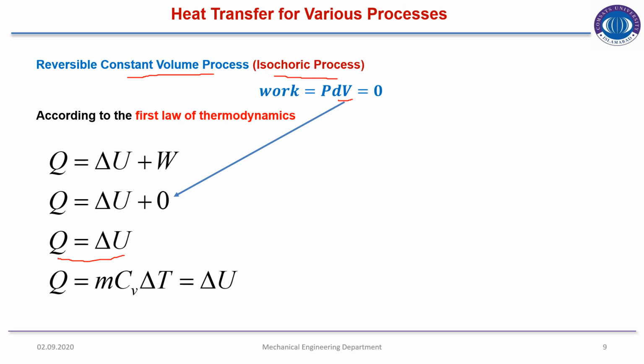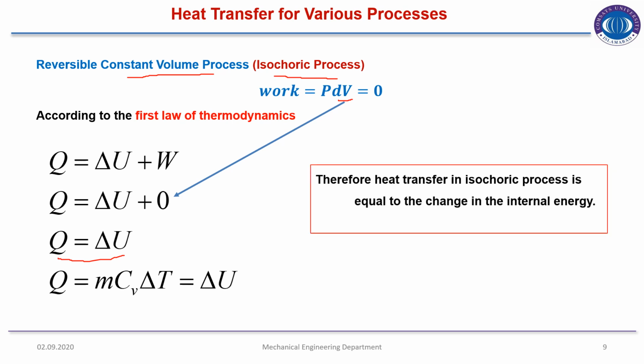The formula for capital U is m Cv dT. Therefore, heat transfer in an isochoric process is equal to the change in the internal energy.